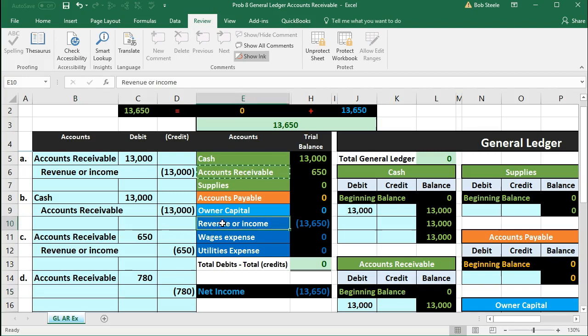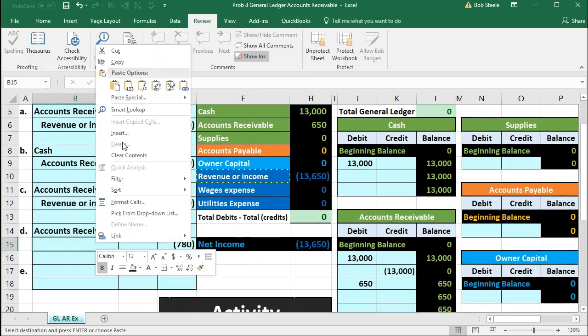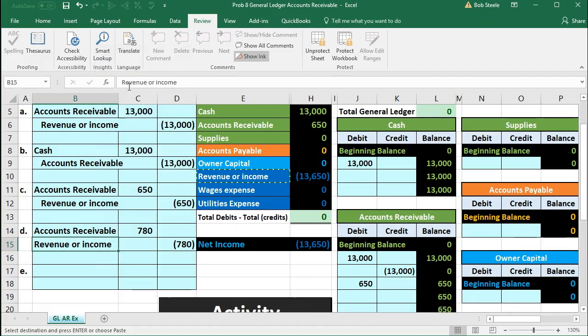So that's going to be the revenue account. Revenue has a credit balance, and we're going to increase it. So I'm going to copy revenue, put that on the bottom, right click, paste 1, 2, 3, then double click in front of the R and space it 3 times.